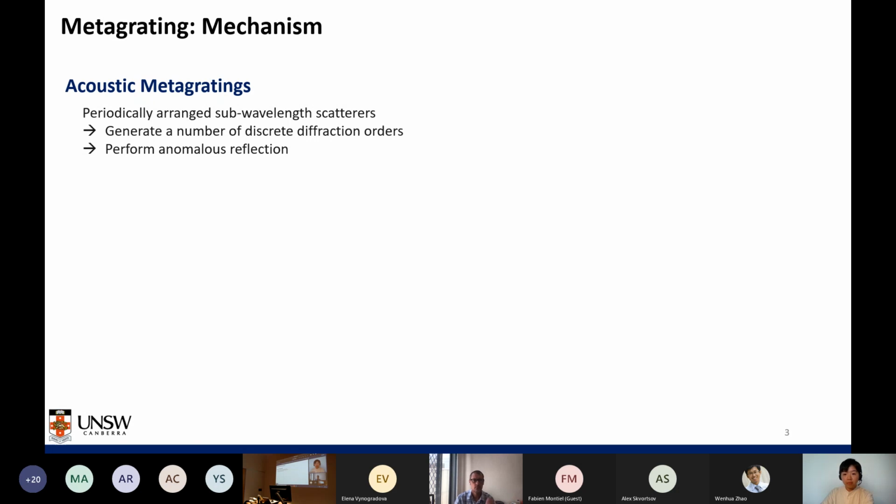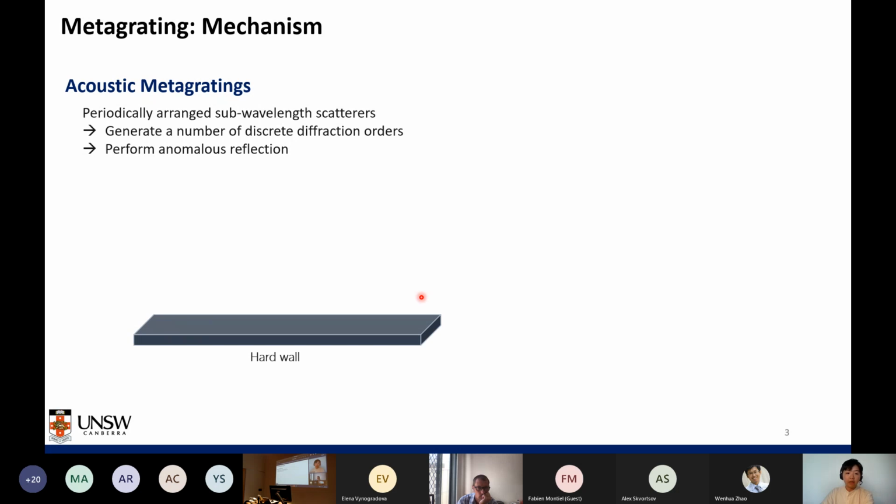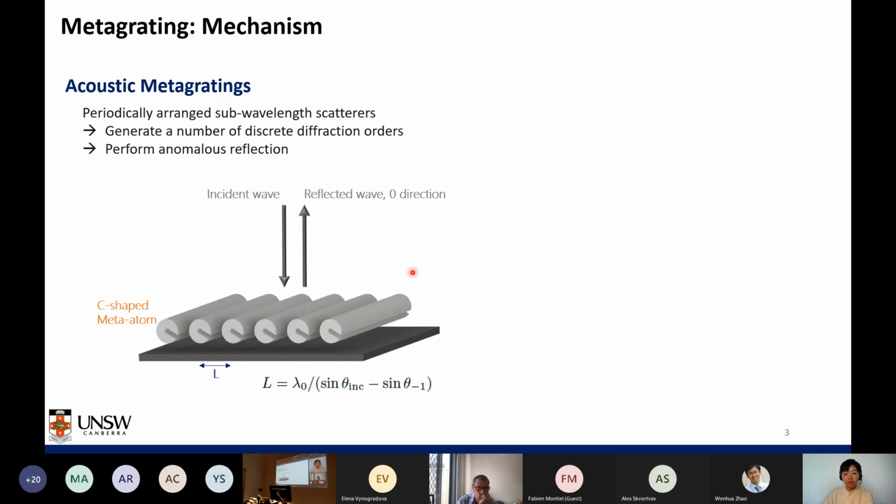All right, so how does the metagrating work? If we consider regular reflection, imagine that we just have a hard boundary here. When an incident plane wave hits this wall, it is expected that all of the acoustic wave will be reflected towards the normal direction. But our metagrating is formed by periodic arrays of specially designed meta-atoms, and we use C-shaped meta-atoms here. It will reflect the acoustic wave in a different way, based on diffraction theory, through constructive interference.